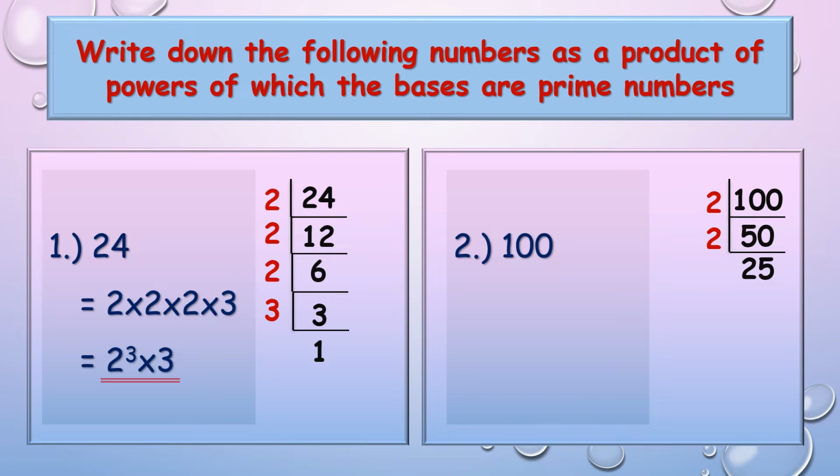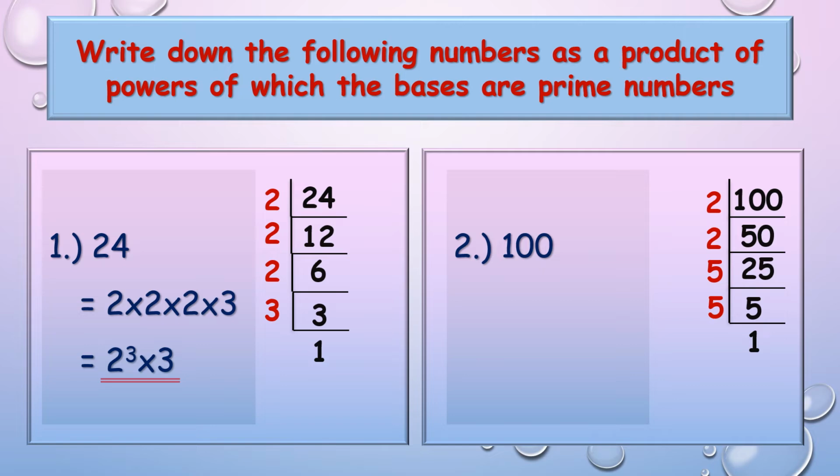Then what shall we do now? Yes, we have to try the second prime number. Second prime number is 3, but 25 is not divisible by 3. Then let's take the third prime number. It's 5. Yes, 25 is divisible by 5. Then we can divide 25 by 5. The answer is 5. Then again 5. Divide 5 by 5. The answer is 1.